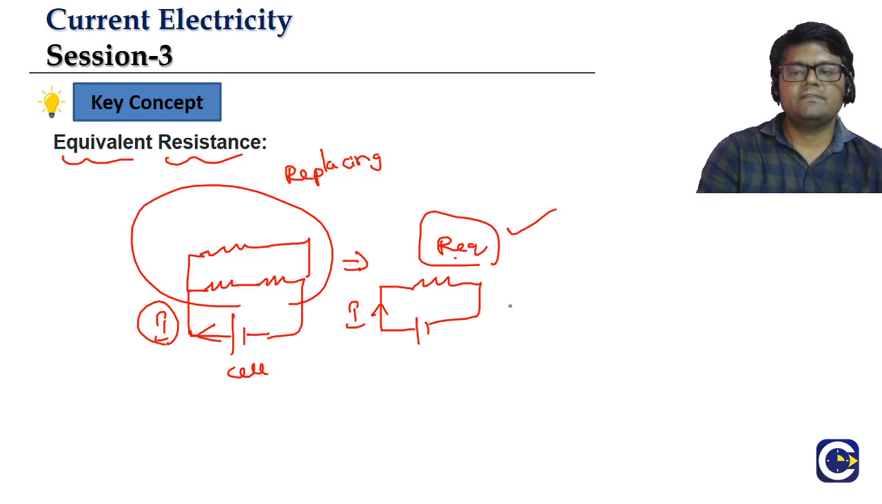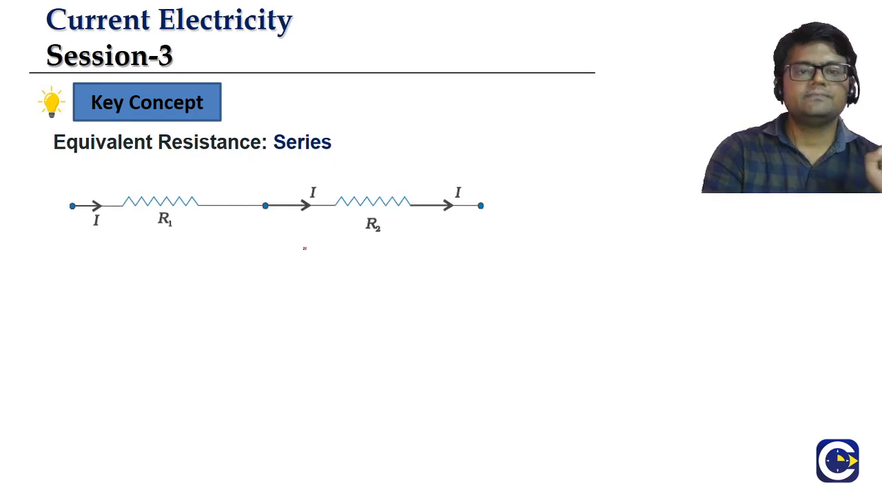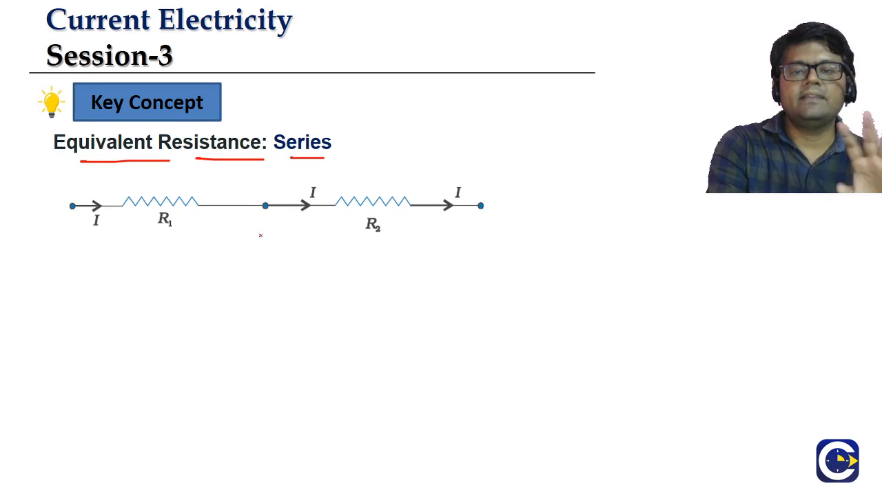This idea we have studied already in the 10th standard also. How do you find the equivalent resistance of series combination of resistors and parallel combination of resistors? But anyway, we'll take a look at it. So how do we find the equivalent resistance of series combination? If we have two resistors R1, R2 in series combination, both of them will be carrying the same current.